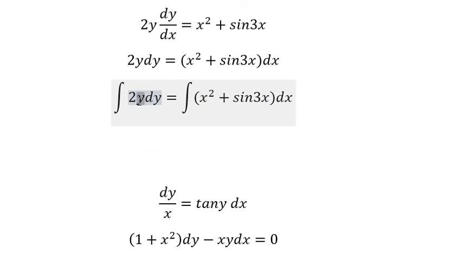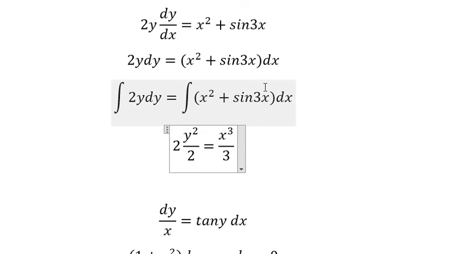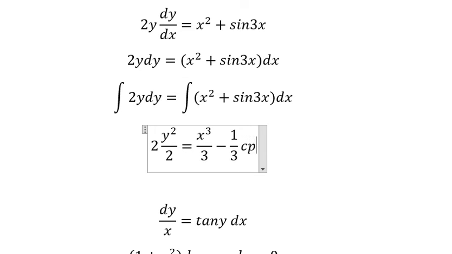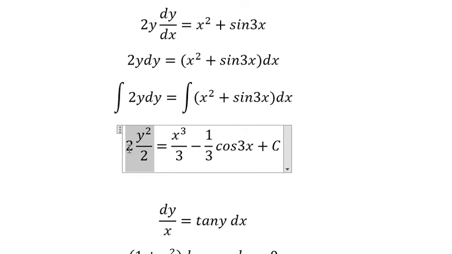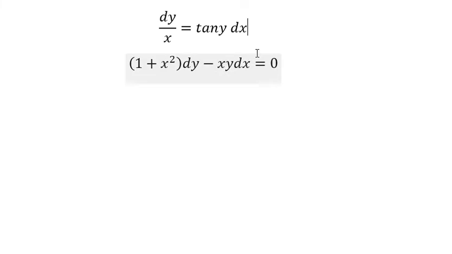The integration of y, you got about y squared over 2. The integration of x squared, you got about x to the power of 3 over 3. The integration of sine 3x, you got about negative 1 over 3 cosine 3x, and we put about c. This one we simplify and you got about y squared. Now let's go to the next one.